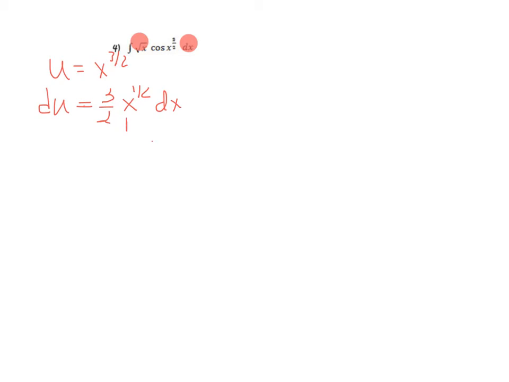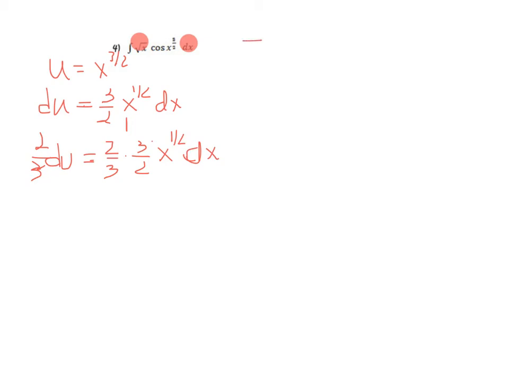So all we have to do is to multiply by 2/3 times the du, which equals 2/3 times 3/2 times x to the 1/2 times differential of x. Now we are ready to do the substitution.